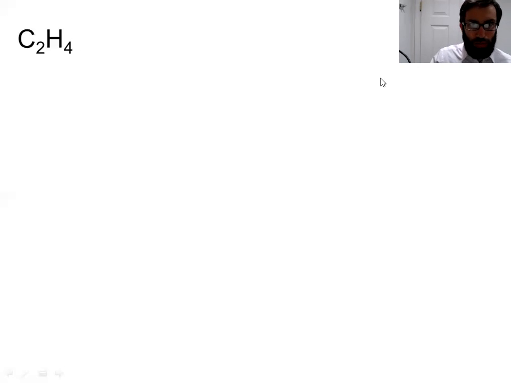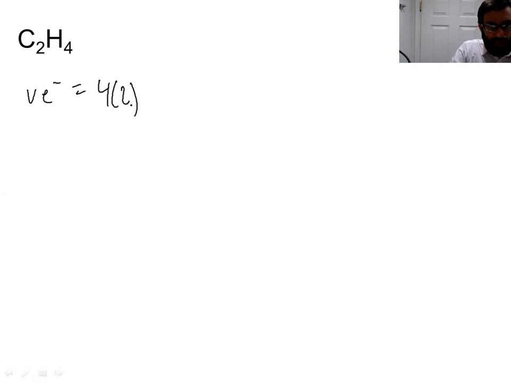All right, some more problems here. So C2H4. Let's try this one. Let's get the valence electrons count. So for carbon, there's 2 of them, and they're good for 4 each. It's in column 4, carbon is on the periodic table.